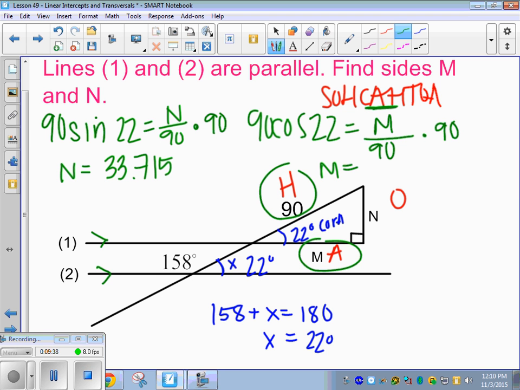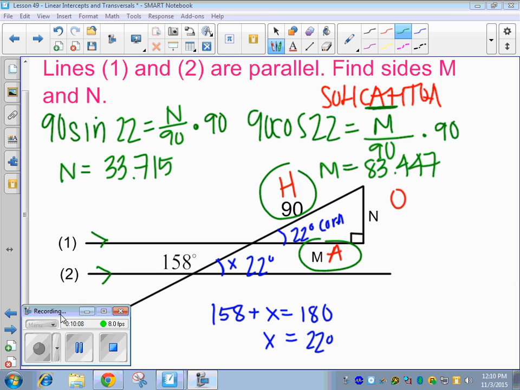What does somebody get when they plug in 90 cosine 22? Pablo? 83.447. We look at both of our sides. M 83.447 seems like it works because it's less than 90. N 33.715 seems like it makes sense also. If you guys get numbers that seem really, really strange, you might want to double check your math.